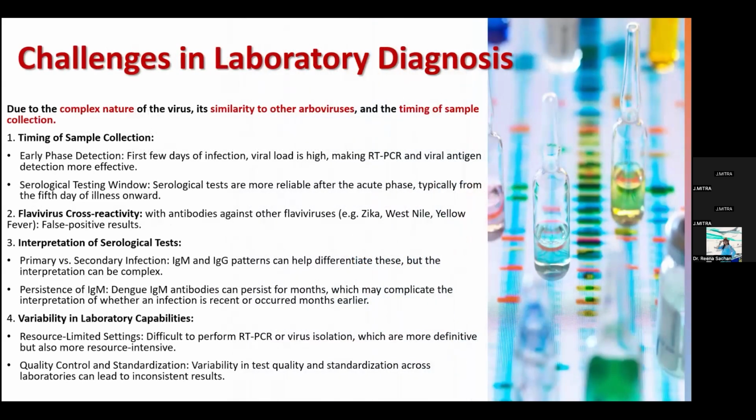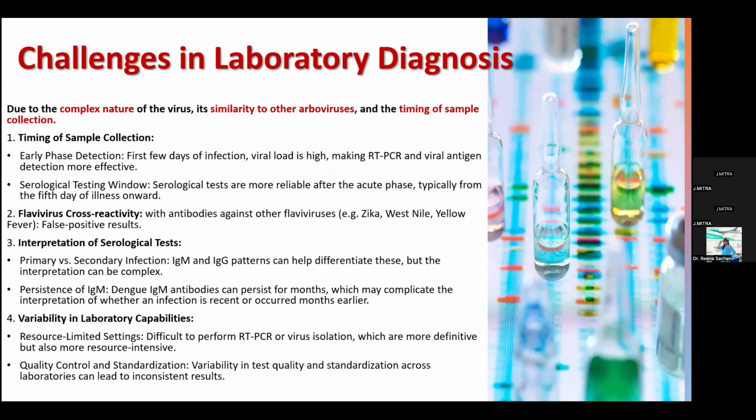So what are the challenges in our laboratory that we are facing right now? These challenges are because of the reasons that there is complex nature of virus, and 4 serotypes that are usually prevailing in the society. It is its similarity to other arboviruses as well. So there can be confusion with other arboviruses, and the timing of the sample collection, when we need to collect the sample, and that has to be tested in the laboratory.